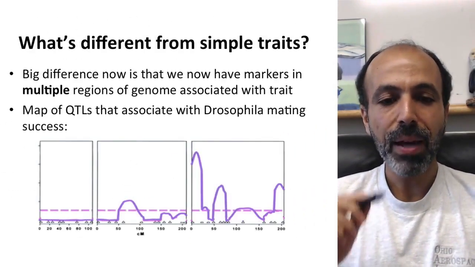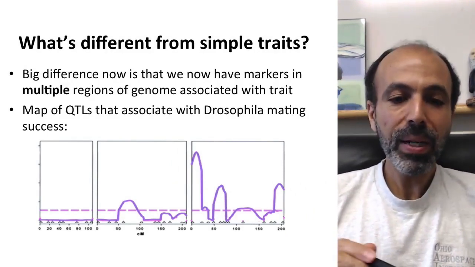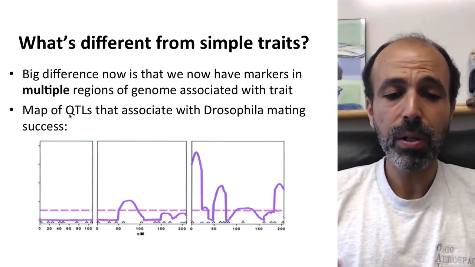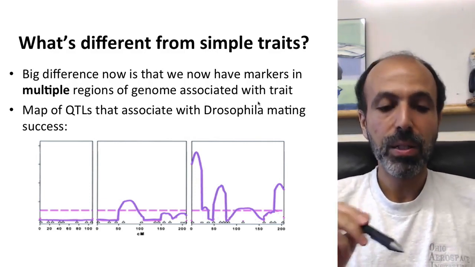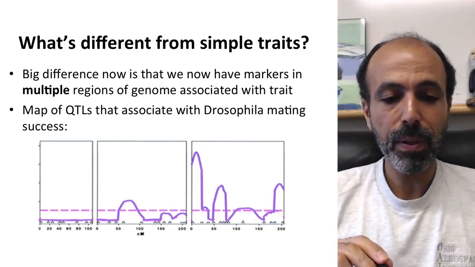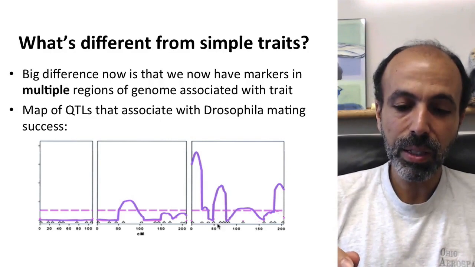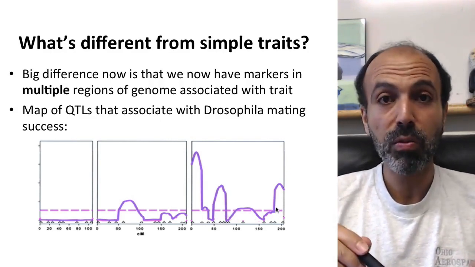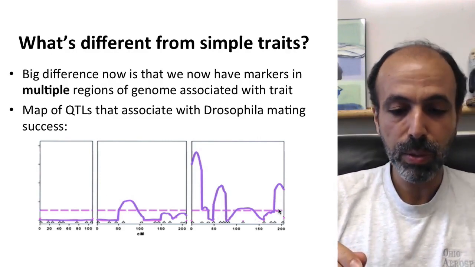So how does this differ from when we were mapping simple traits? Well, the big difference now is that we're looking at markers in multiple regions of the genome associated with the trait, and a lot of them are explaining it. So this picture here is from a map of QTLs that are associated with Drosophila mating success. As you can see, there's a lot of these little peaks. This is the same sort of Lod plot as I just showed you. So here, this is the X chromosome, 2nd chromosome, 3rd chromosome.